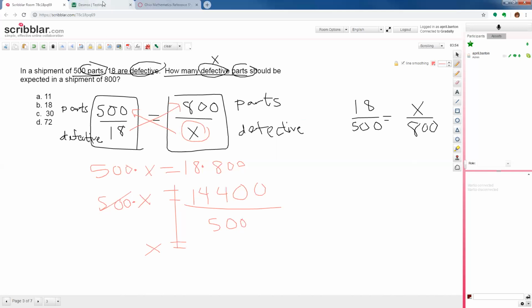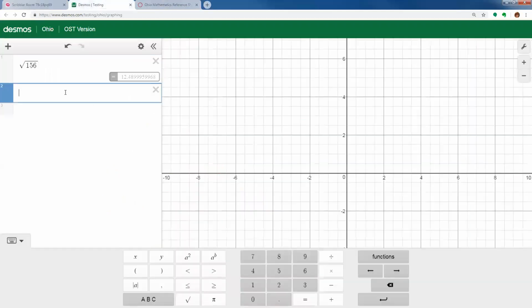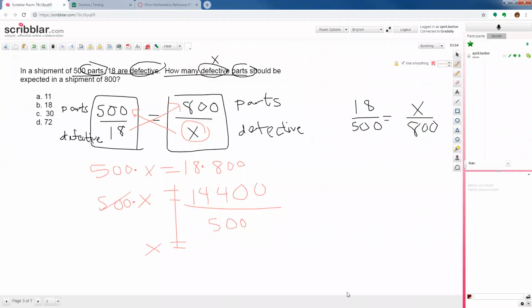So this is probably going to be a decimal again. 14,400 divided by 500. On the Desmos calculator, it automatically makes it look like a fraction, which is fine because fractions are really just division problems. So that still is actually dividing. So 28.8.